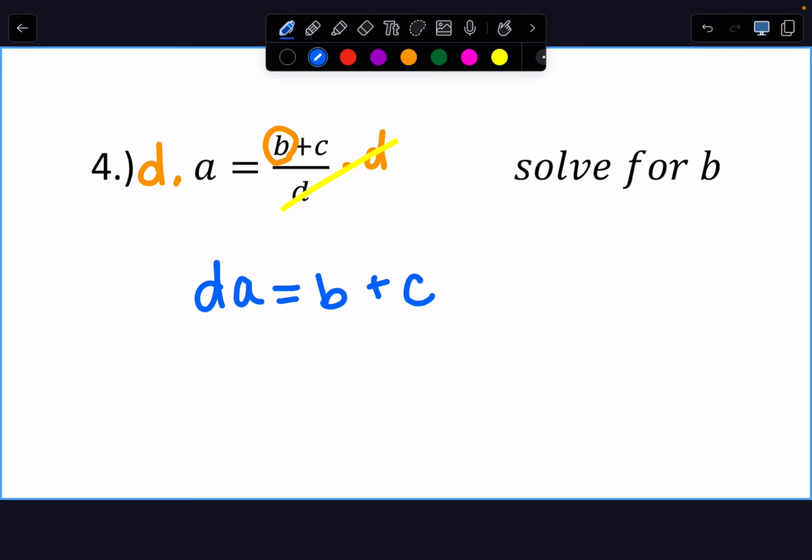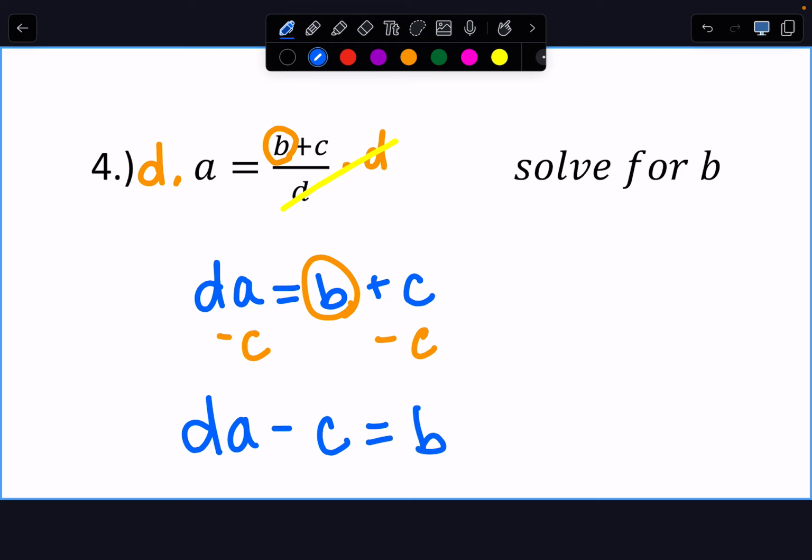Okay, now we are solving for B. So Camden, how do we undo C? We need to subtract C since it's being added. So DA minus C equals B.